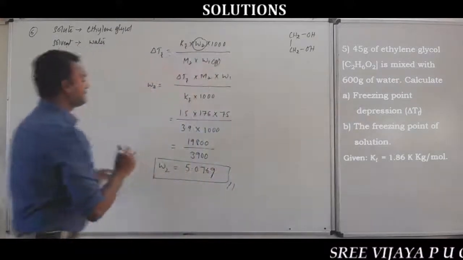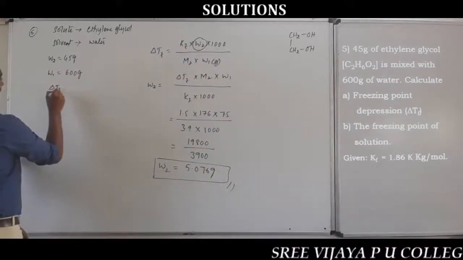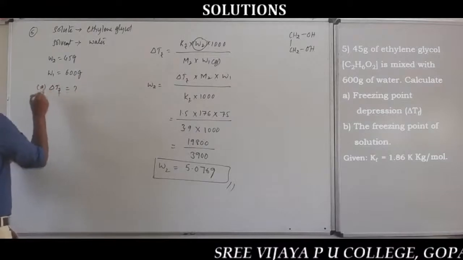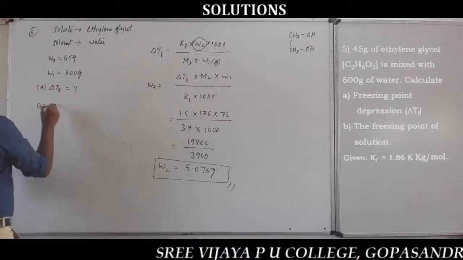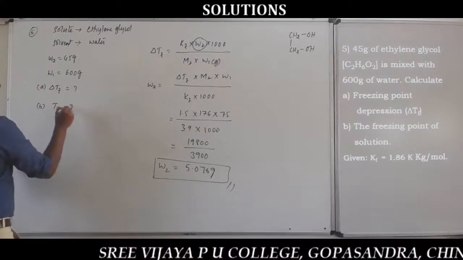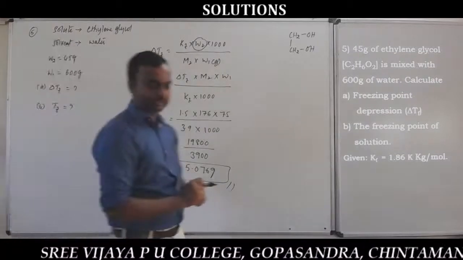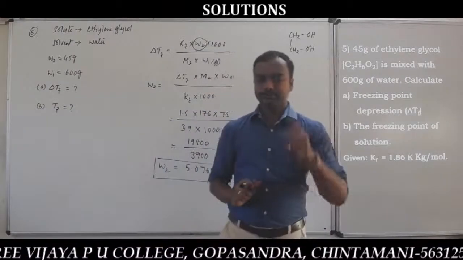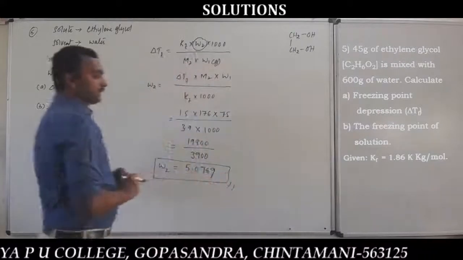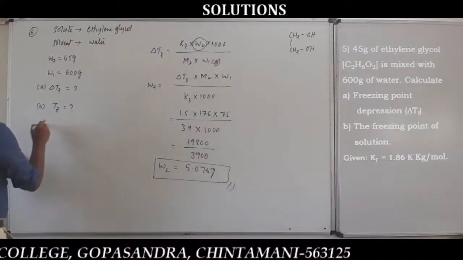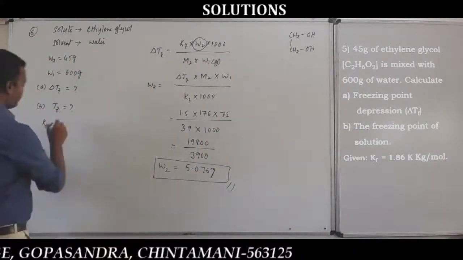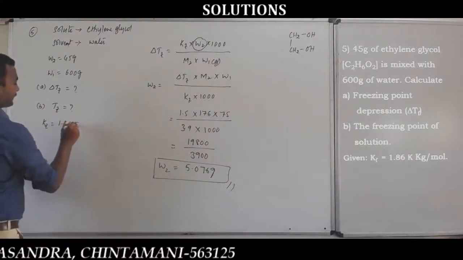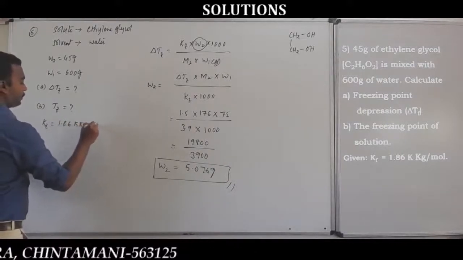Calculate the freezing point depression, that is delta Tf, that is A. And one more, you have to calculate B, that is the freezing point of solution, Tf. T0f is the freezing point of the pure solvent. They have also given the other data, that is Kf. So, Kf is equal to how much? That is 1.86 Kelvin kg per mole.